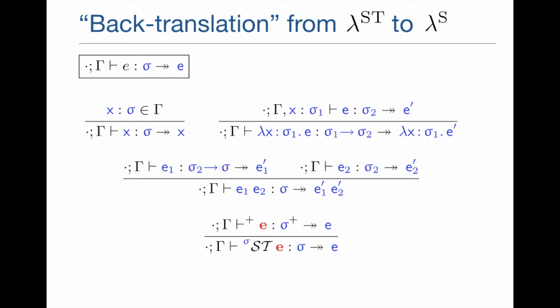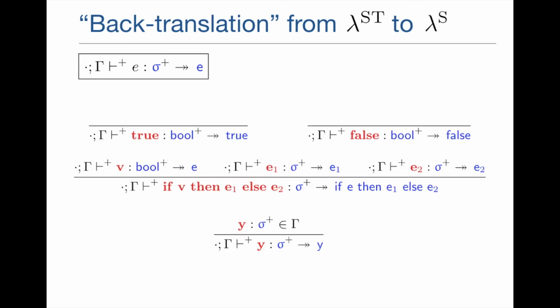So we want to say that if we have some E and we are treating it like something of type sigma, and that type checks to sigma, then we can back translate to some E in the source language. So in order to do that, we need another judgment, and we say if E has type sigma plus in that judgment and can back translate to some E, then the whole expression on the bottom will back translate to that E.